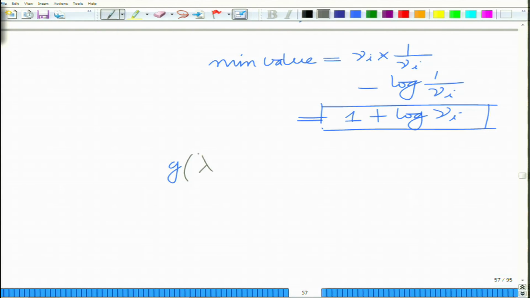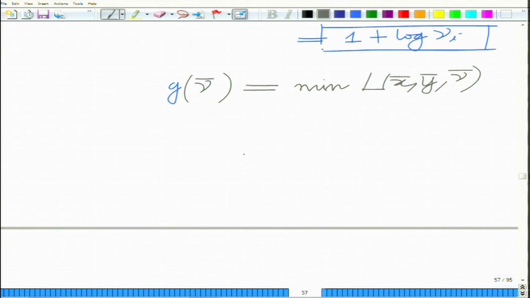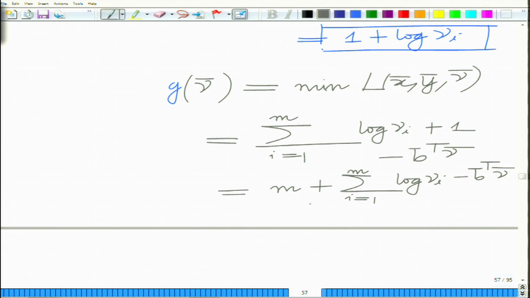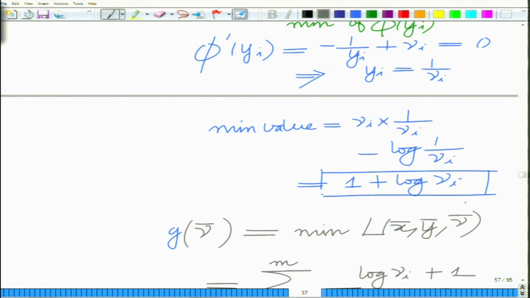So basically what you have is g of lambda bar equals the minimum of L of x bar, y bar, nu bar. I am sorry, this is g of nu bar, which is summation i equals 1 to m of log of nu_i plus 1, minus nu bar transpose b bar. If you take the constant 1, that is m plus summation i equals 1 to m of log nu_i minus b bar transpose nu bar, subject to the constraint, remember, A into nu bar equal to 0. Otherwise, it is minus infinity, which is not interesting.